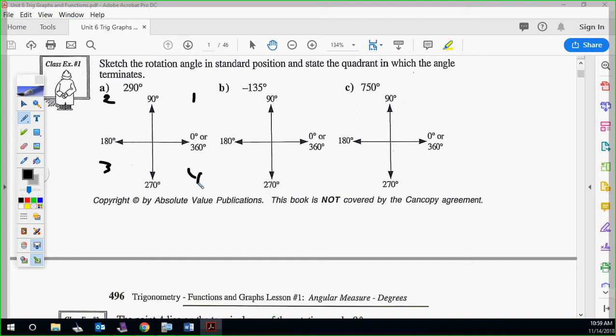Remember, start with the positive section. So 290 would be right there. That's 290 degrees, and it ends in quadrant 4. Next, negative 135. Here's negative 90, so negative 135 is going to be right around here. Quadrant 3.